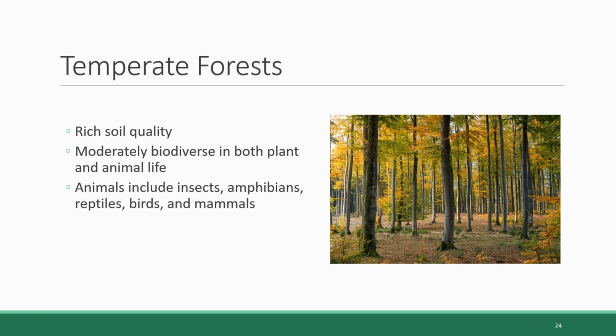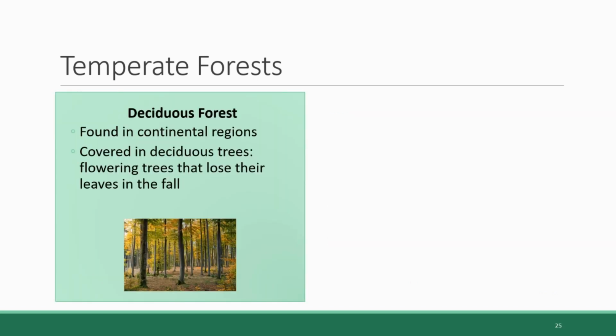Amphibians and reptiles were notably absent from the previous two Arctic biomes that we discussed because those regions are just too cold for them to survive. However, they can make it in temperate forests. And there are actually two different types of temperate forests. There's deciduous forests and temperate rainforests.